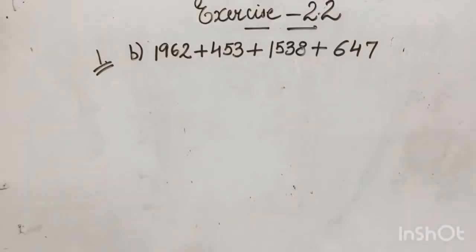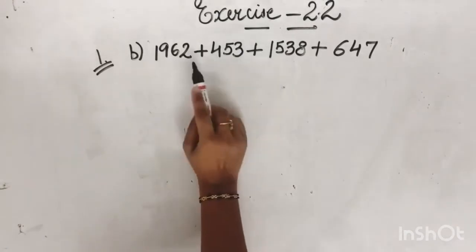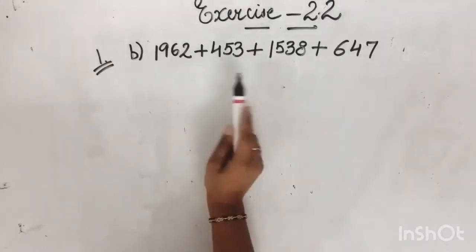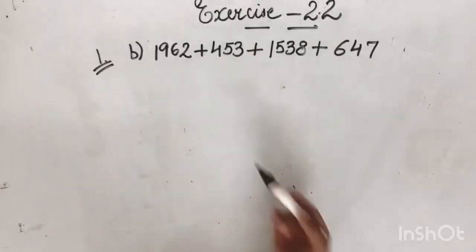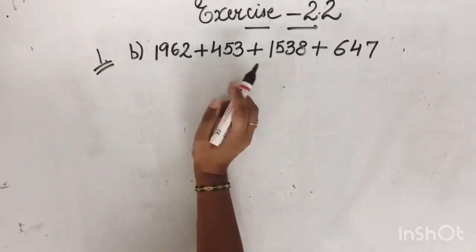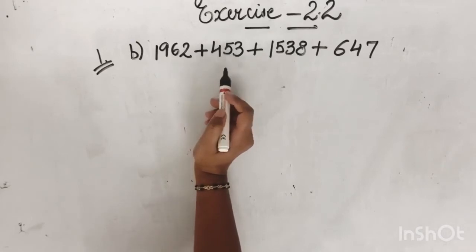Exercise 2.2, whole numbers. First question, B part. Find the sum by suitable rearrangement. Whenever it is given in the question to find the sum, difference, or product using rearrangement, first you have to rearrange the terms and then apply the operation. If you apply the operation directly, your answer will be wrong. So first arrange the terms so that addition becomes easy for you.